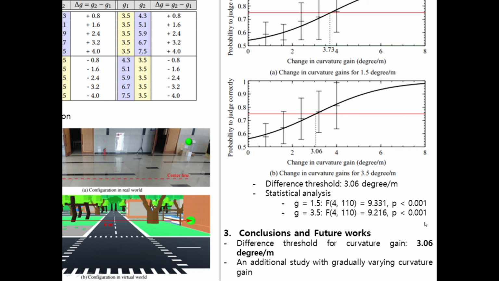Through this study, the difference threshold for curvature gain was obtained as 3.06 degrees per meter. In this study, we conducted a study on curvature gain that changes abruptly, and in the future, we plan to conduct an additional study on curvature gain that changes gradually.